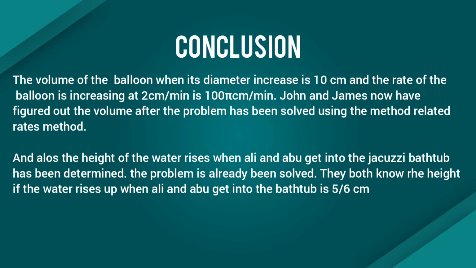So, in conclusion, when the balloon's diameter is 10 cm and the diameter increases at 2 cm per minute, the volume of the balloon increases at 100 pi cm cubed per minute. John and James have now figured out the volume rate using the related rates method. Also, the rate at which the water rises when Ali and Abu get into the jacuzzi bathtub has been determined. The problem has been solved. They both know the height of the water rises at 5 over 6 cm per second when Ali and Abu get into the bathtub.